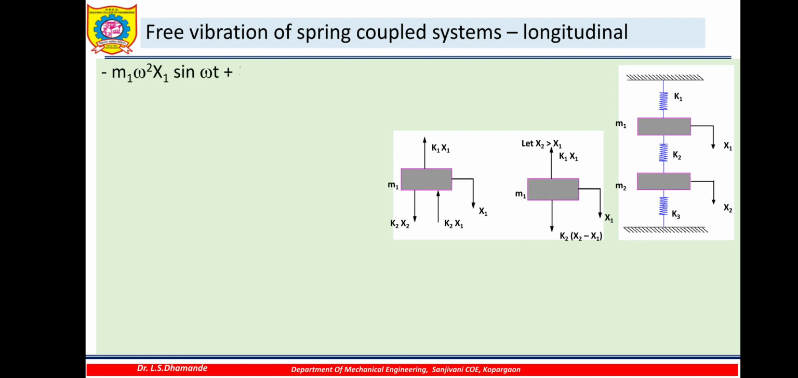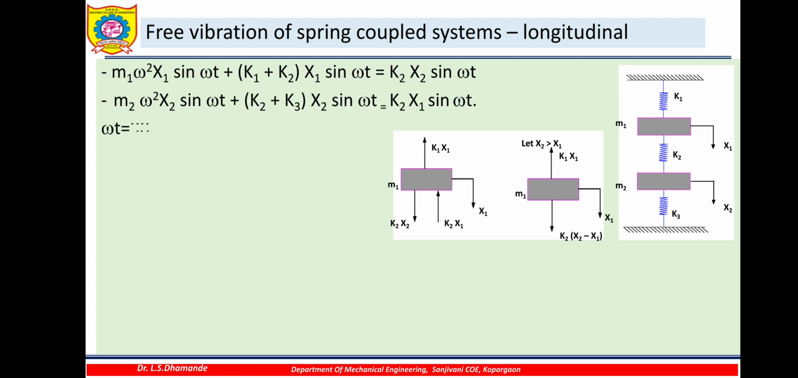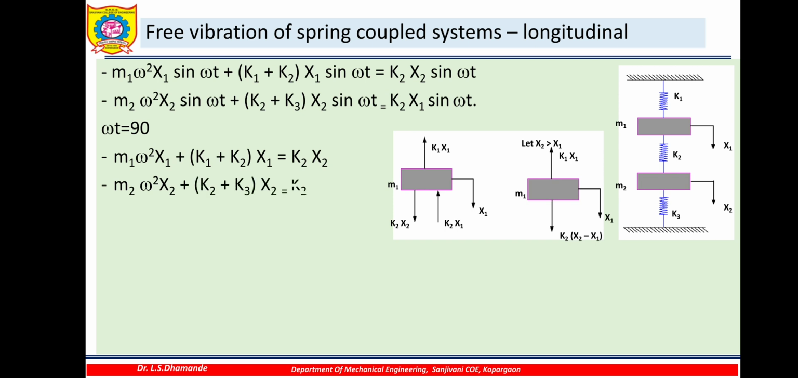Now I have to simplify this solution. So let me write this equation once again as it is here. If I assume that omega t is equal to 90 degrees, in that case sin of omega t becomes 1, and therefore this equation can be written by removing the sin of omega t term. So it will be minus m1 omega square into x1 plus k1 plus k2 into x1 is equal to k2 x2. This is the first equation, and the second equation becomes minus m2 omega square into x2 plus k2 plus k3 into x2 is equal to k2 into x1.